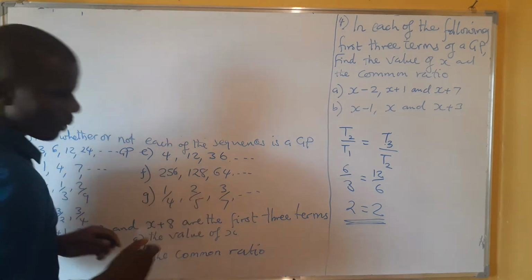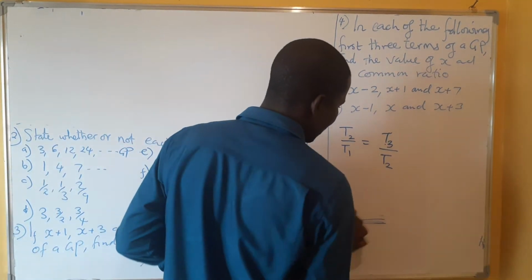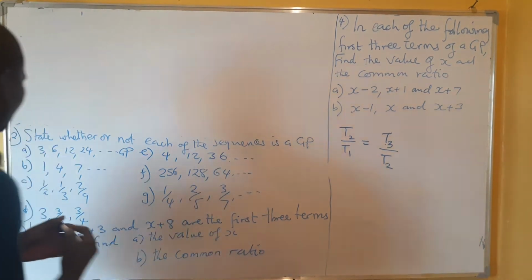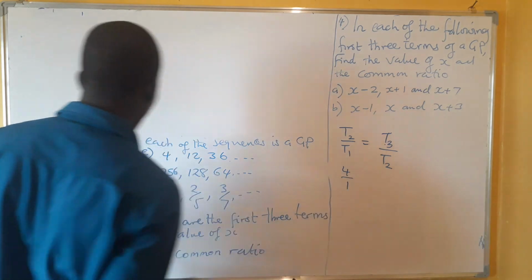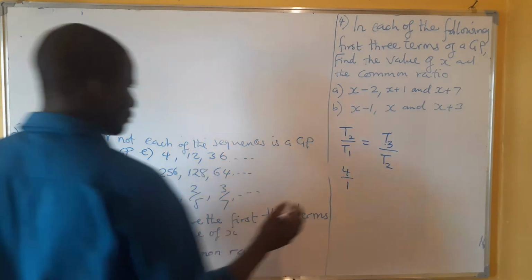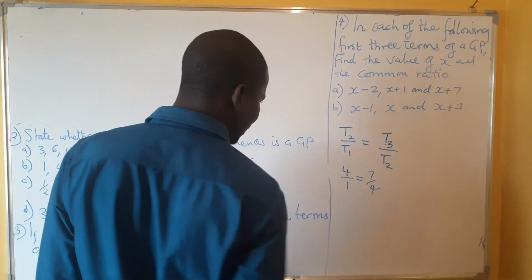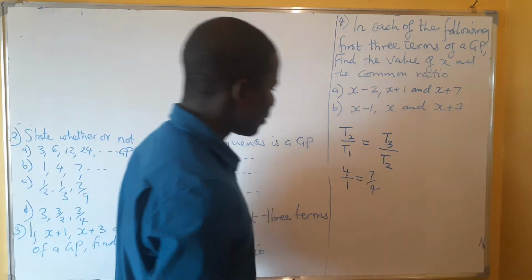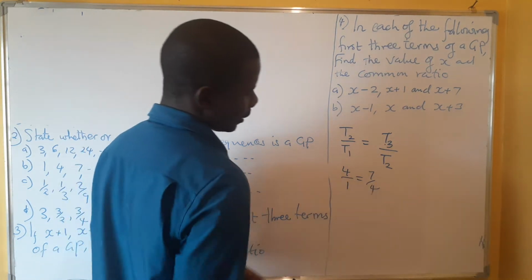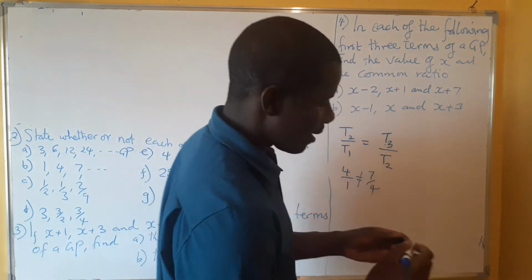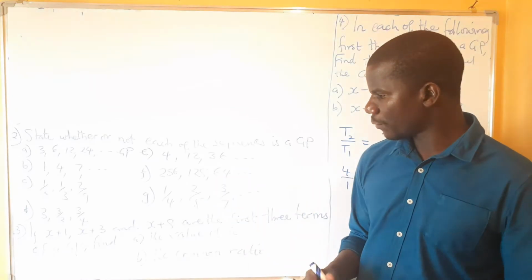What about the second one? The second one, we are applying the same formula. So what are we saying on the second one? T2 is 4 divided by 1. Then 7 divided by 4. When you look at this, these are not equal. These are two different fractions. So these are not equal. Therefore, this is not a GP. So the second one is not a GP. So this is the process that you have to carry out for all these.